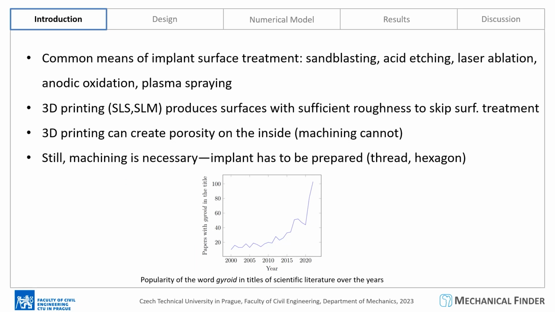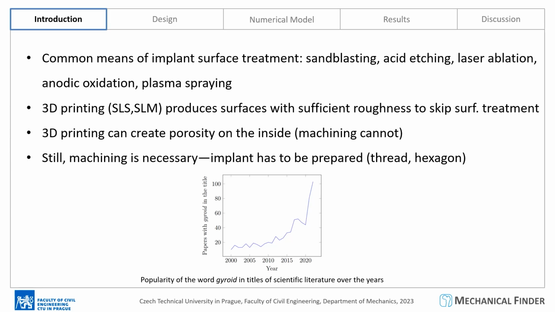Some other means of creating porosity on the surface can also be applying a surface treatment, which can conventionally be sandblasting, acid etching, laser ablation, anodic oxidation, or plasma spraying. However, 3D printing usually produces surfaces with sufficient roughness to skip surface treatment altogether. 3D printing also has another benefit, which is the ability to create porosity on the inside, which machining cannot.